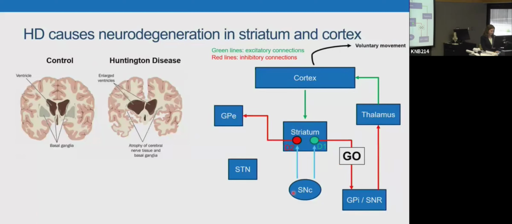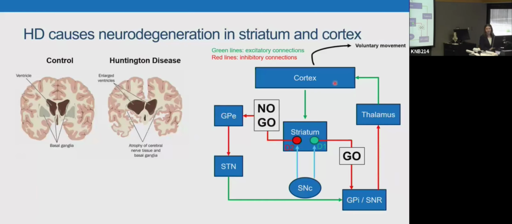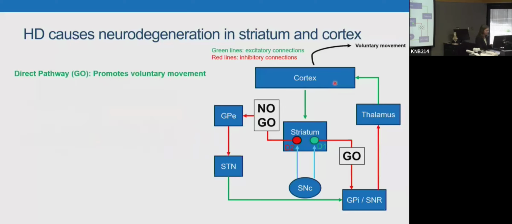So this pathway goes, there's dopamine input to the D2 neurons, which then connect to the globus pallidus external, the subthalamic nucleus, back to the globus pallidus internal, substantia nigra reticulata. And then what I want you to know about this pathway is that the end result is the opposite of the GO pathway. It ends with inhibiting the cortex, which results in reducing voluntary movements. So the GO pathway or the direct pathway promotes voluntary movement. The no-GO pathway or the indirect pathway inhibits voluntary movement.